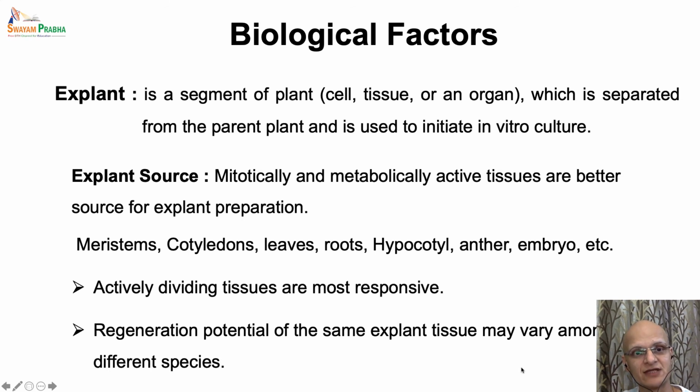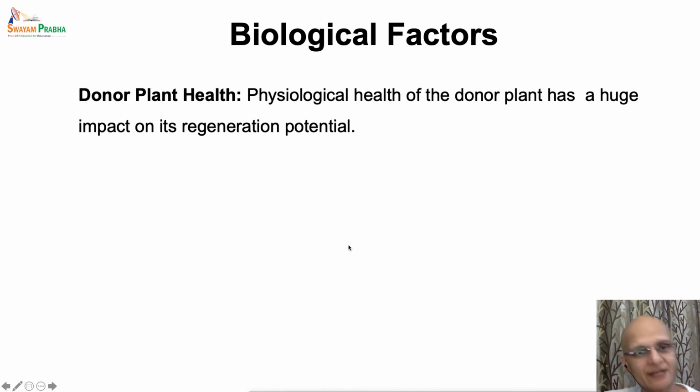So the conclusion is that we should harvest the X plant from actively dividing and metabolically active tissues. Next is the health of the donor plant, the health of the plant itself, from where we are harvesting the X plant. So the physiological health of the donor plant has a huge impact on the regeneration potential of the X plants.